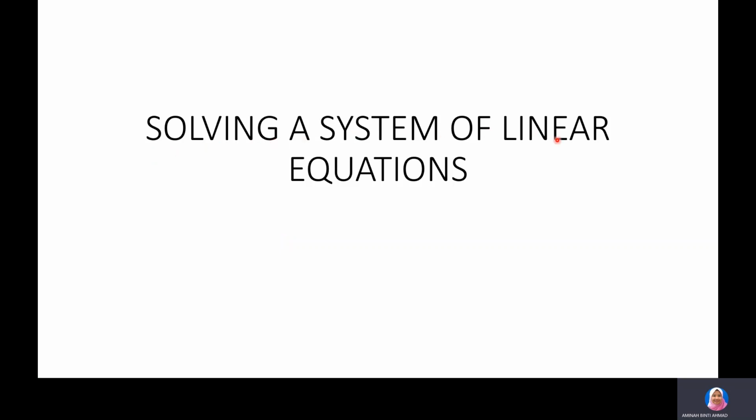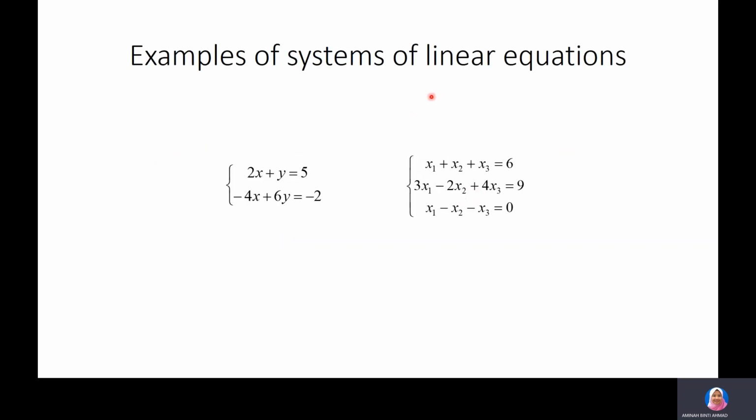Solving a system of linear equations. Example of a linear equation. So this is an example of two equations with variables x and y, and this is three equations with variables x1, x2, and x3.